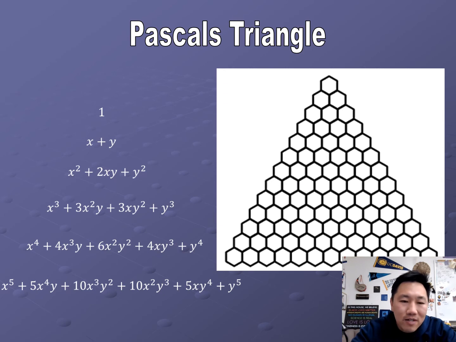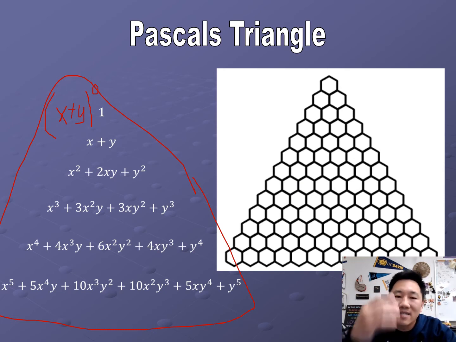So here I've written down all the answers that we just did. The first one was x plus y to the 0 power. And then the last one was x plus y to the fifth power. So now that we know how to get the x's and the y's, let's go ahead and figure out the coefficients. We're going to take the 1 and put it at the very top of Pascal's triangle.